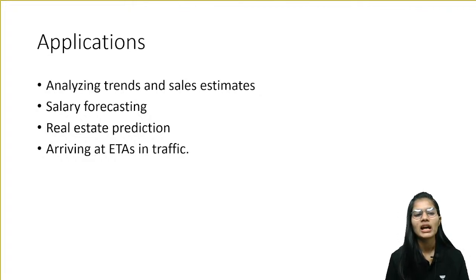So yeah, going with the applications of linear regression. Linear regression is mostly used for, as I told in the very starting, predictive analysis, right? For predictions, you are analyzing trends and sales estimates, salary forecasting, real estate predictions, arriving at ETAs in traffic. A lot of applications are there wherever you need something for predictions. In that case, you can say that is an application of linear regression.